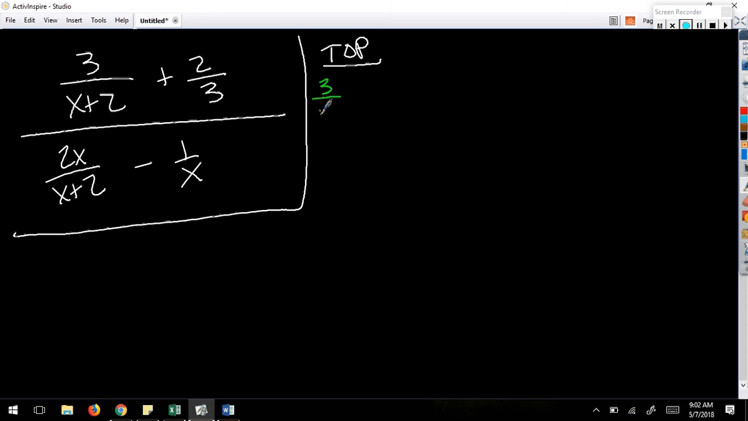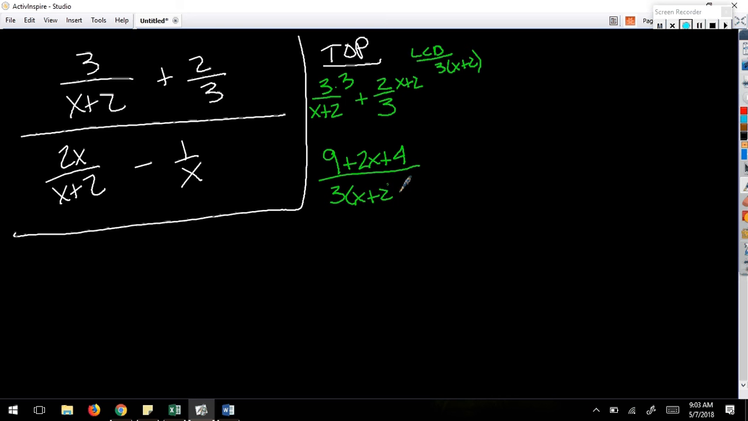Just the top is 3 over x plus 2, plus 2/3. Are we all in agreement there? In order to add, I need to have a common denominator. So what's my LCD here? 3 times x plus 2. So the first one needs a 3, and the second one needs an x plus 2. So this becomes 9 plus 2x plus 4 over that LCD. This is the same thing we've been doing for a couple of days, and they're actually a little bit easier, I think, most times when you get them in a complex fraction.